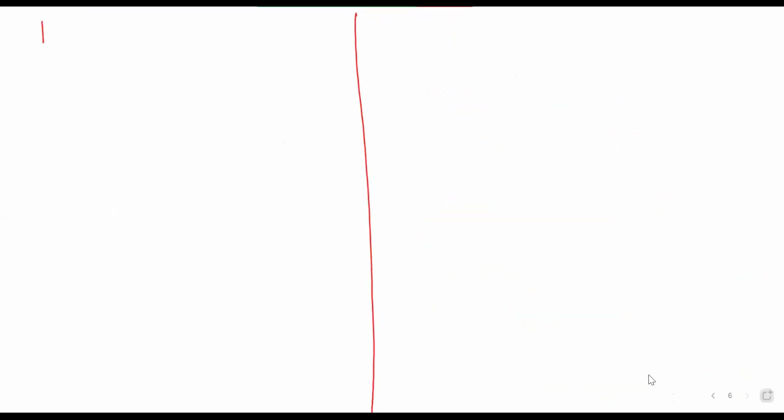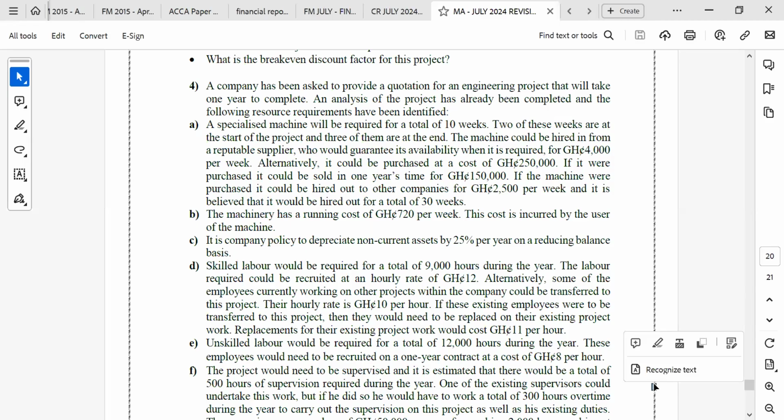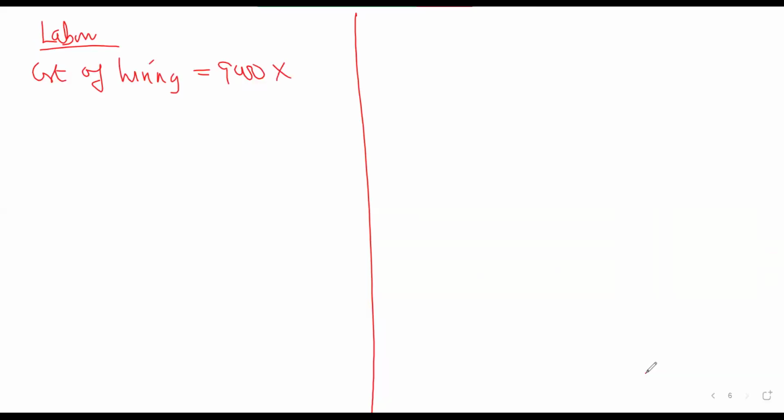So let's come to labor. Let's come to the cost of hiring the workers. How many hours are we using? We are using 9,000, and we are paying them how much? 12 cedis. Well, 9 multiplied by 12. What are we having? Then 108,000. Okay, we have an alternative solution.